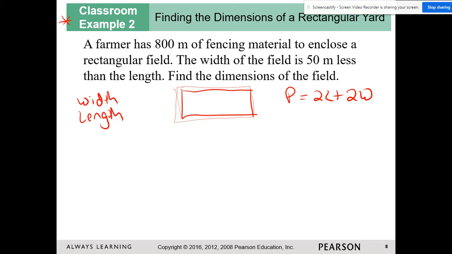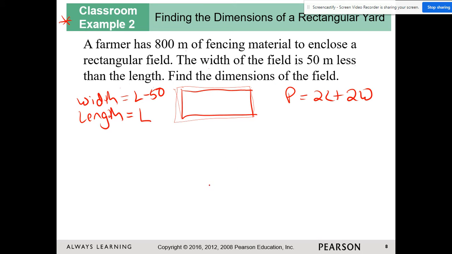One of these is not described. So it says the width is something or other, which means the length is not described. So we're going to call that L. You could call it X. You could call it anything you like. L is helpful because it suggests the unknown quantity that we're trying to find. So width, 50 meters less than the length. Remember, less than, we have to switch the order. So instead of doing 50 minus L, we have to do L minus 50.